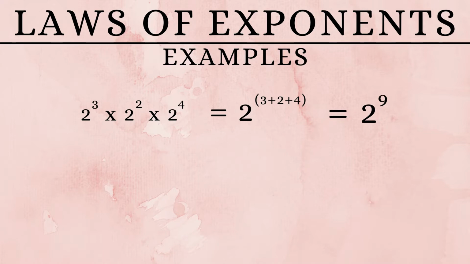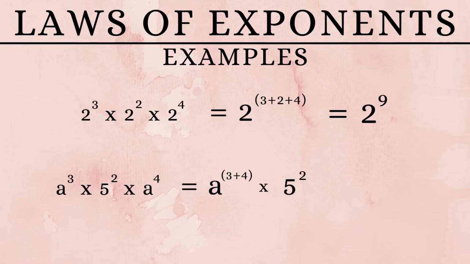Next example, a cube into 5 to the power of 2 into a to the power of 4. In this case, we can find that there are two terms with the same base, but one is different. So let's combine the terms with the same base. Here, a to the power of 3 into a to the power of 4 becomes a to the power of 3 plus 4, and we'll keep the 5 square as it is. Simplifying this further gives us 25 a to the power of 7.